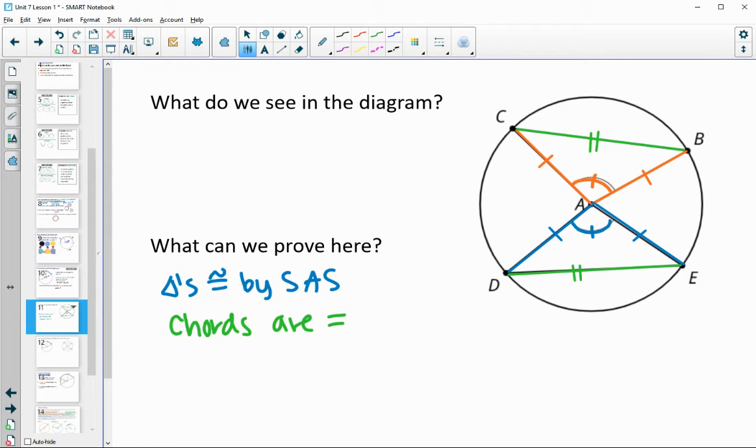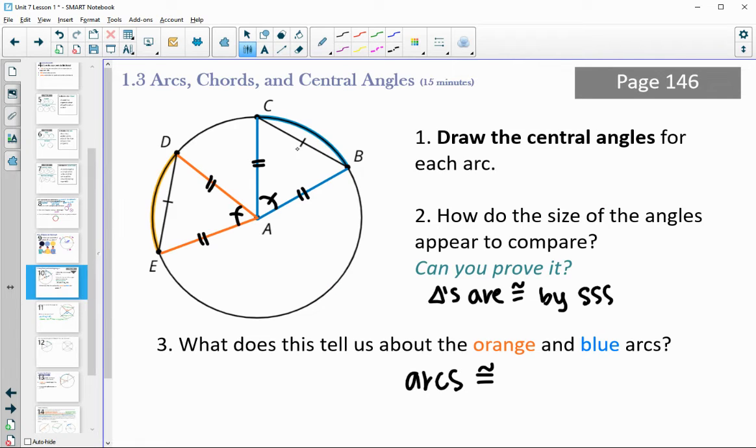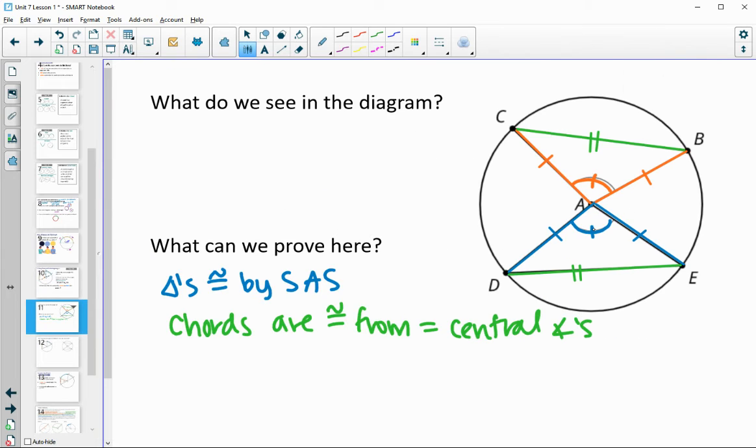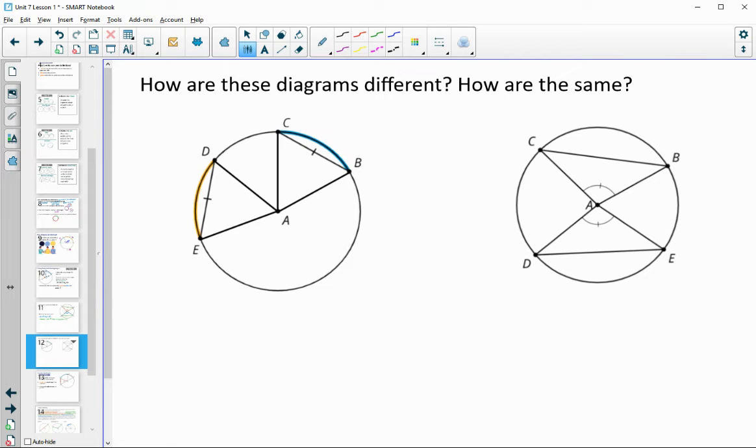And so chords are equal or congruent from equal central angles. Versus in this last activity, they gave us congruent chords, gave us equal central angles. Now we know if the central angles are equal, the chords also have to be equal. And so that's kind of the difference between these two diagrams.